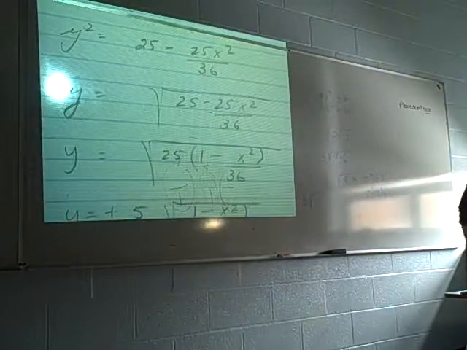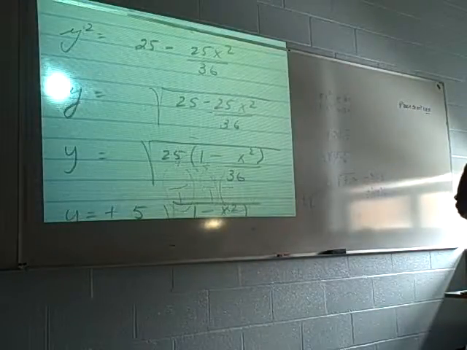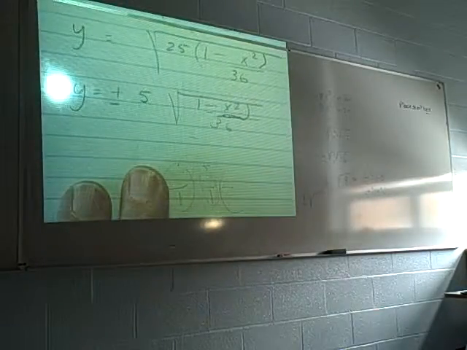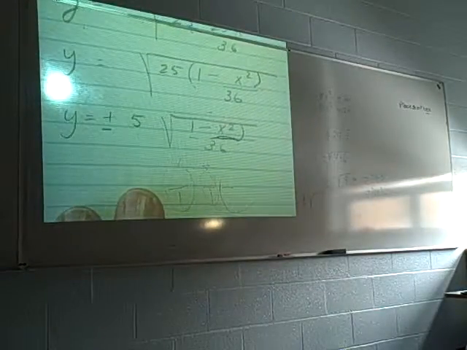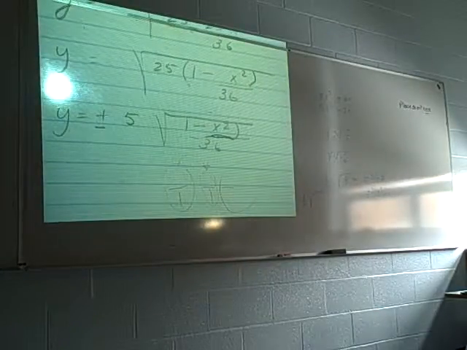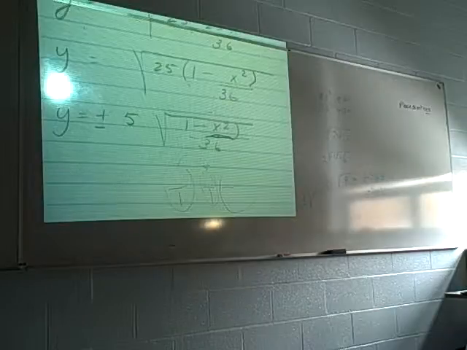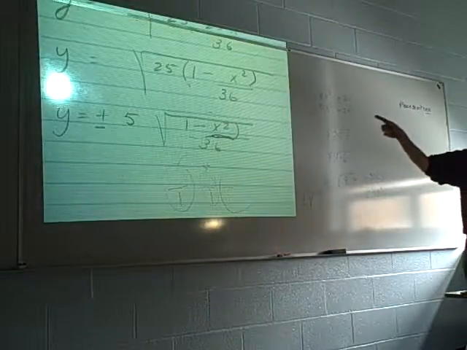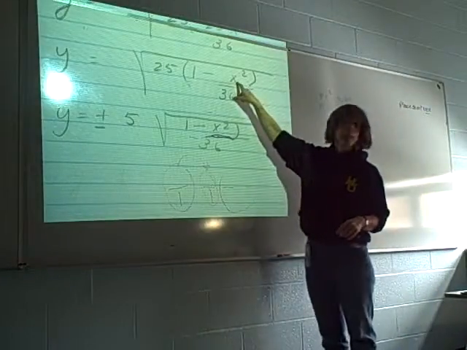I just have one quick question. When you write your answer, is the 36 under the entire thing or just under the x squared? Only under that. It was 1 minus, so it's not 1/36 minus x squared over 36, it's just 1 minus that quantity, so the 36 is just here.